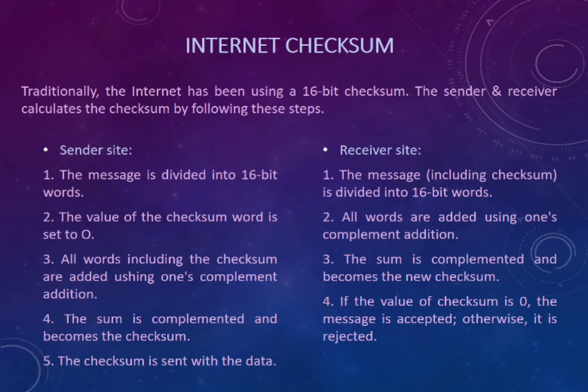At the receiver side, first the message including the checksum is divided into 16-bit words. Second, all words are added using 1's complement addition. Third, the sum is complemented and becomes the new checksum. Fourth, if the value of the checksum is 0, the message is accepted, otherwise it is rejected.